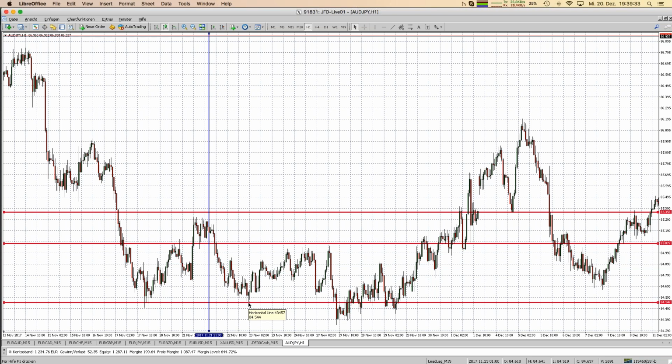Being now here, what happens next? We open immediately the next trade. Immediately means with the next candle. Let me put this line here. With the next candle, we open our next trade.